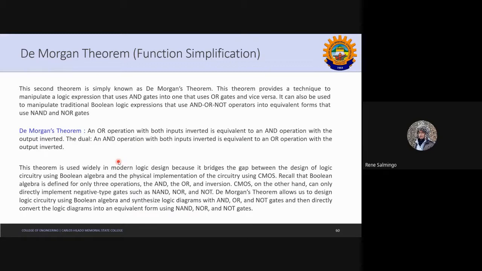Boolean algebra is defined by only three operations: AND, OR, and the inversion or NOT. CMOS, on the other hand, can only directly implement negative type gates such as NAND, NOR, and NOT. So the De Morgan theorems allow us to design logic circuitry using Boolean algebra, synthesize it into logic diagrams with the basic logic gates, and then directly convert them into logic diagrams using NAND, NOR, and NOT gates.